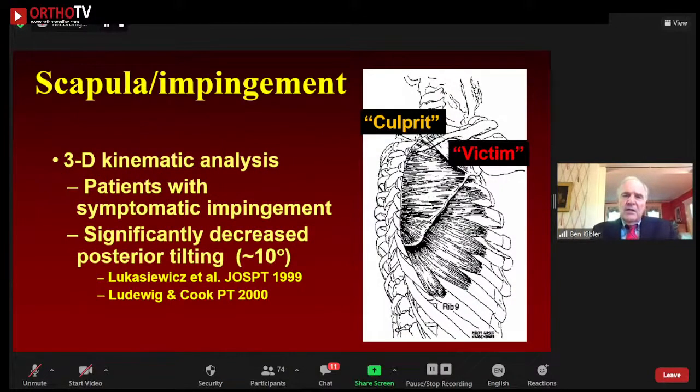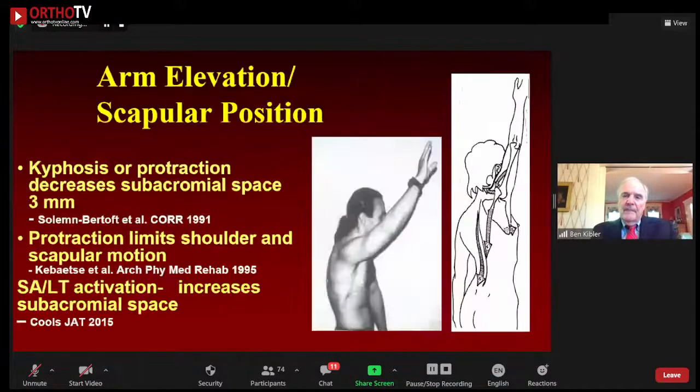So in impingement, there have been lots and lots of studies that show that patients with symptomatic impingement have a decreased ability to posterior tilt, so that we can play what we call culprits and victims. The victim is the anterior shoulder. The culprit, however, is the anterior tilt and the loss of retraction.